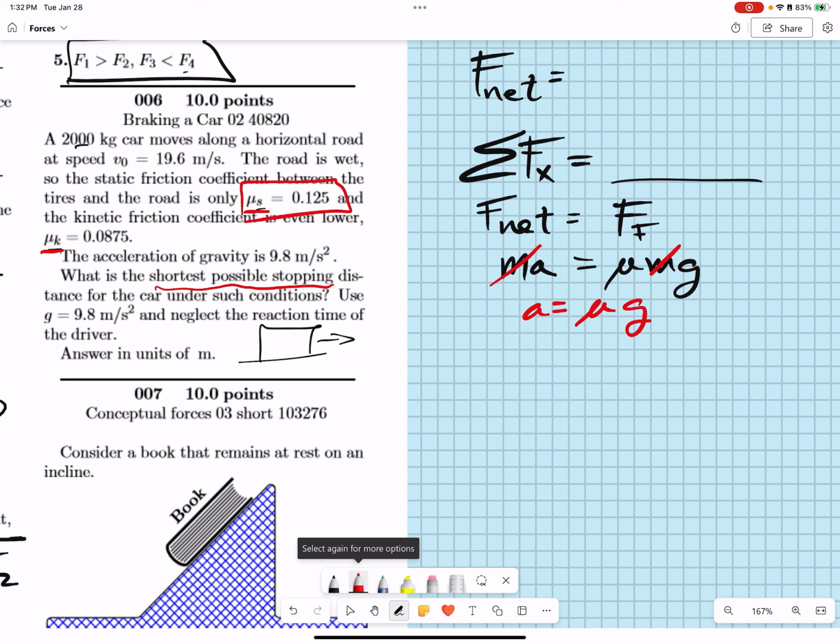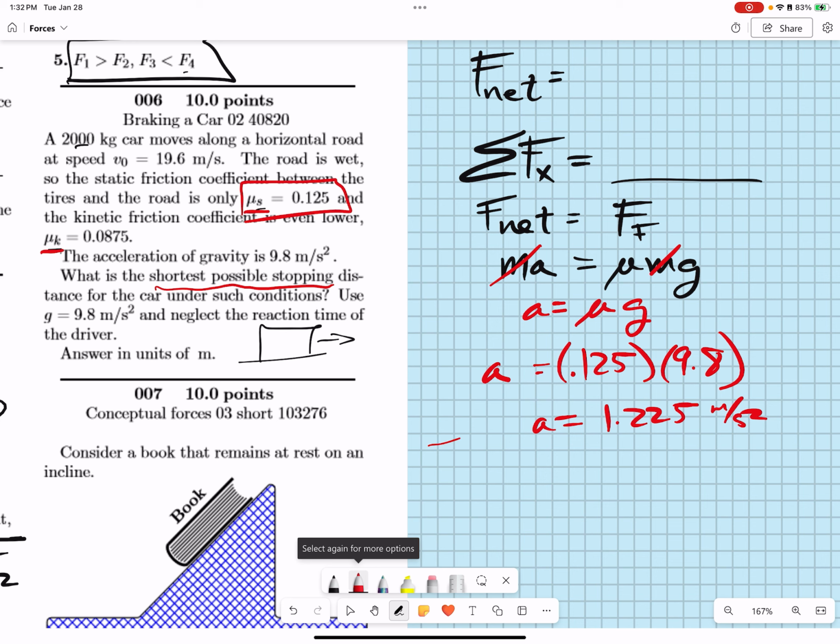So in my case, I'm going to do 0.125 times 9.8 to get my acceleration. Okay, I'm going to multiply that out for you. So I get 0.125 times 9.8, and I have an acceleration of 1.225 meters per second squared. Okay? Now, what do we do from here?